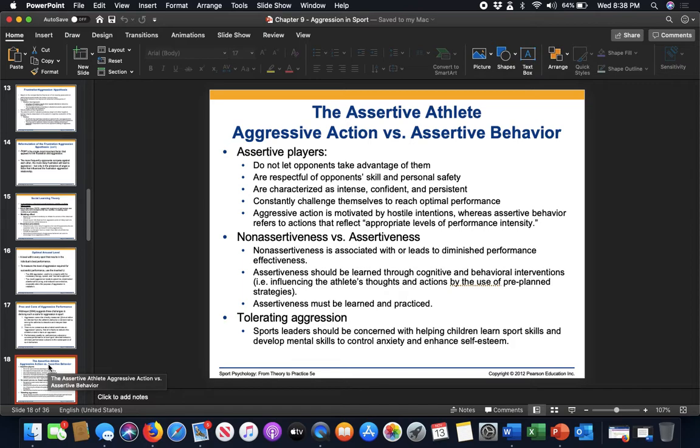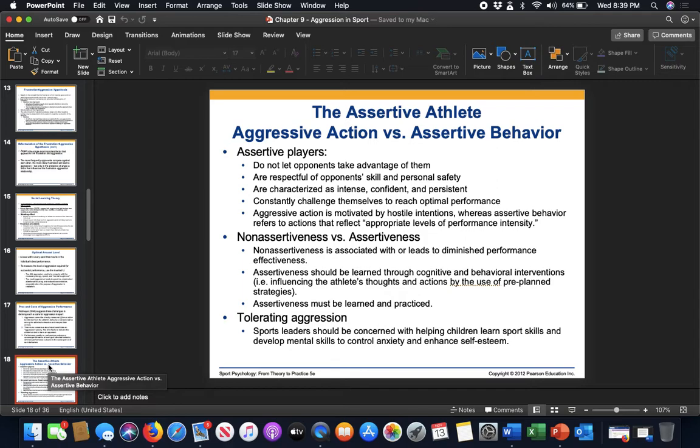Assertive players are intense, they're confident, they're persistent. That's just part of what they know. They're constantly challenging themselves because they're trying to achieve something greater than just normal performance. And then, like it says here, aggressive action is motivated by hostile intentions. So what that means is that if the intent was there, then they're going to be aggressive, but again, aggressive to the point of performance being at the right level.